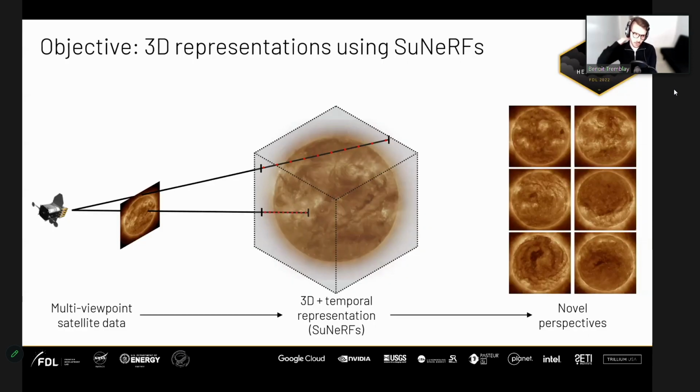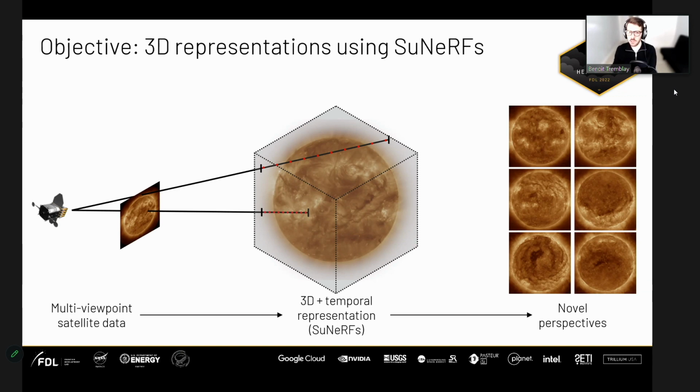For this, we're going to try basically to leverage the multi-viewpoint satellite data that we have available to try to generate then a 3D model of the solar atmosphere, as well as trying to account for temporal evolution. And then once we have that model, we can then generate novel perspectives as if we had a satellite placed at a given position around the sun.